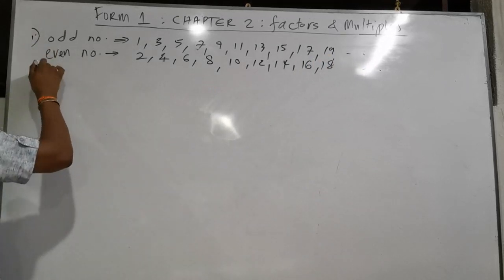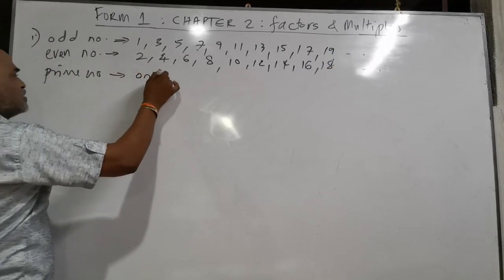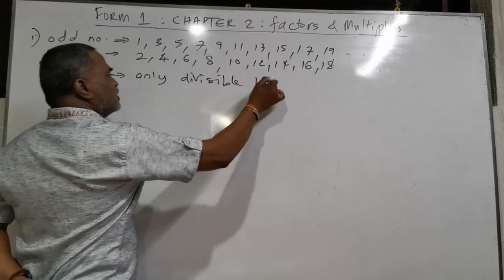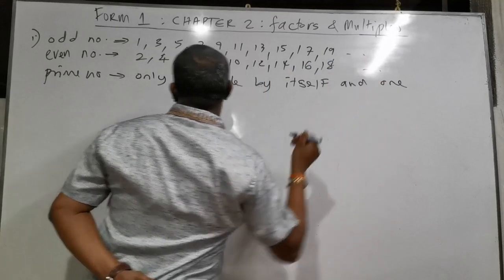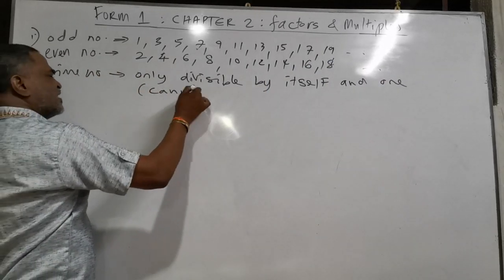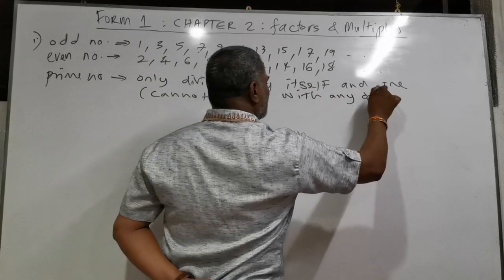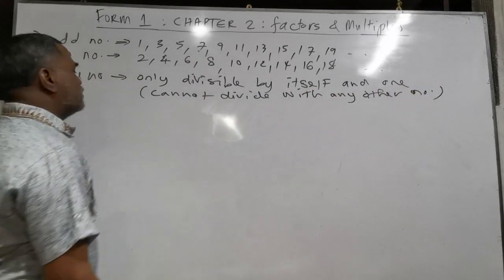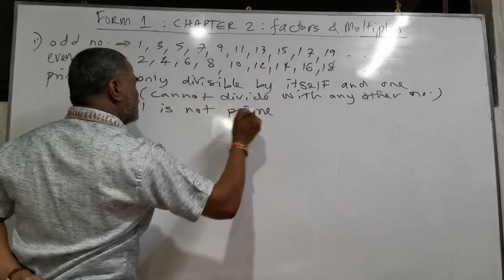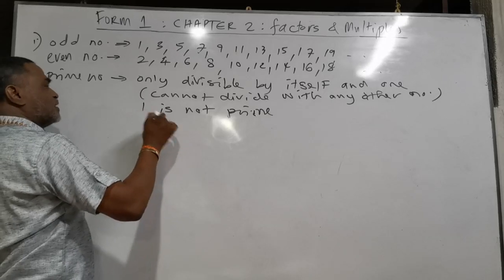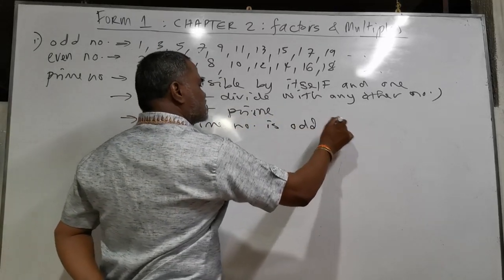Alright. Third thing you must know is prime numbers. Prime number means the number is only divisible by itself and 1. Only divisible by itself and 1 means it cannot be divided by any other number. That is called a prime number. Prime numbers are very important. 1 is not a prime number. Prime numbers start with 2. All prime numbers are odd numbers except 2.